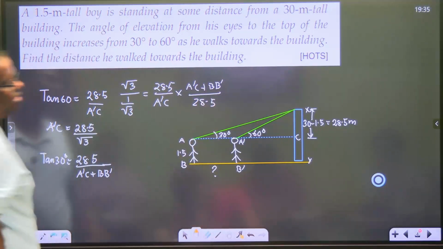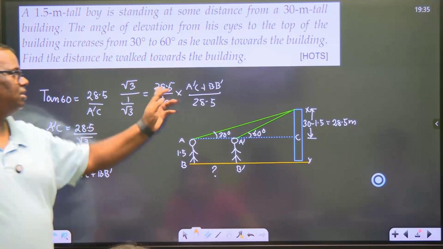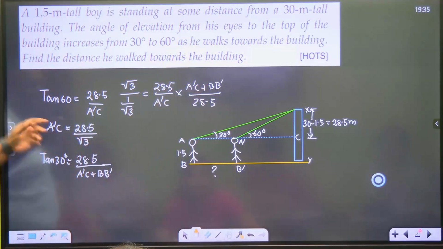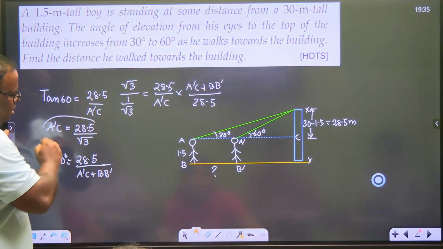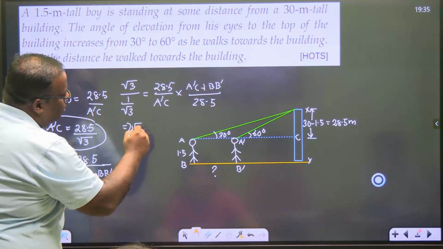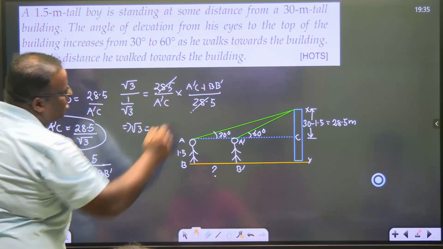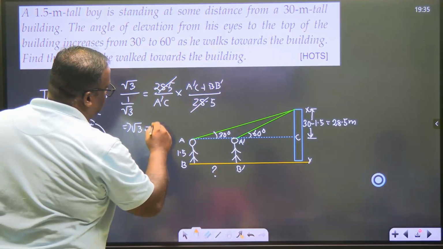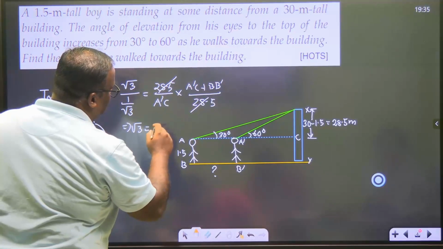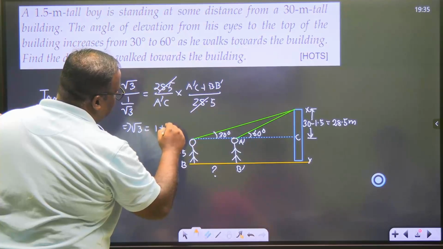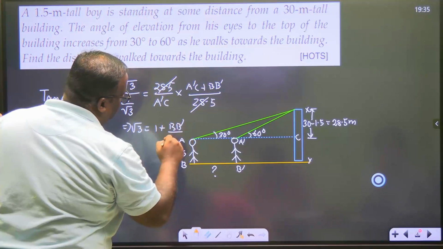But still, you will need this. These two will cancel. This one will become 3, but two unknowns. So you have to calculate this. Calculate this and feed here. Here it becomes easy. Now it becomes root 3 is equal to, this cancels this, right? So it becomes 1 plus BB dash by A dash.